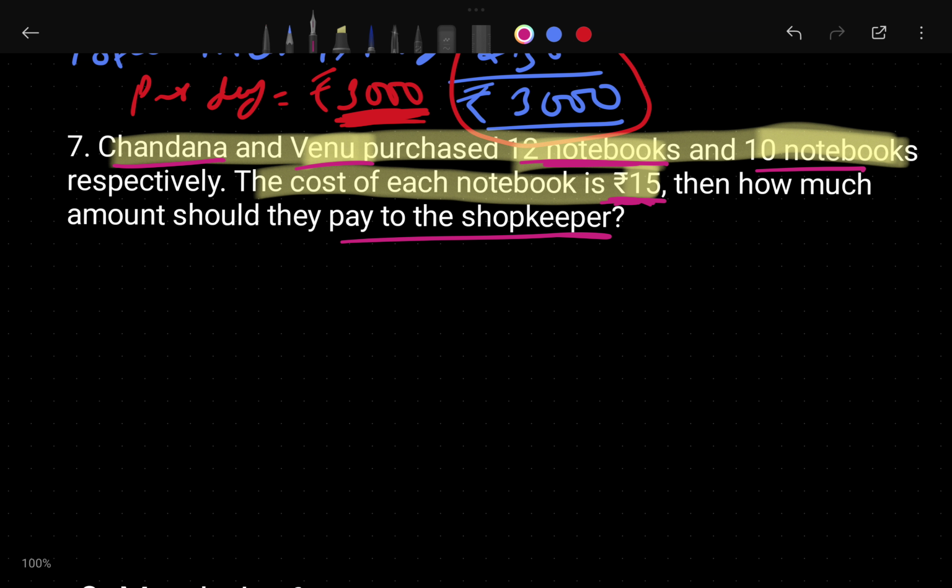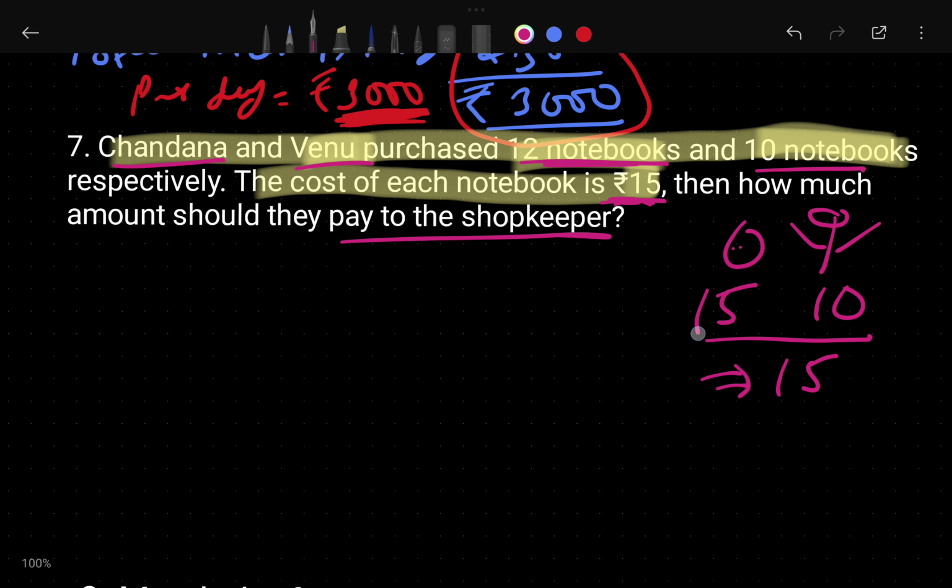Let's suppose you are here and this is your friend. You bought 5 notebooks. Your friend bought 10 notebooks. Then what is the total number of notebooks you bought? You bought a total of 15 notebooks, right?